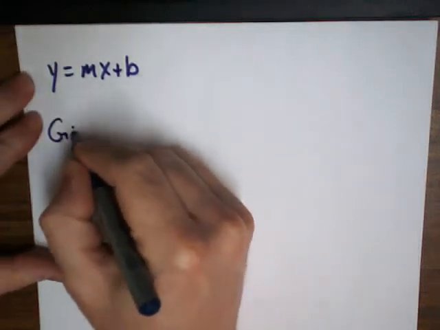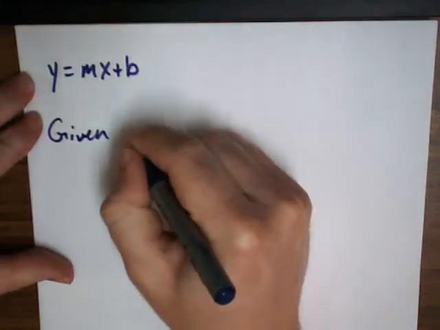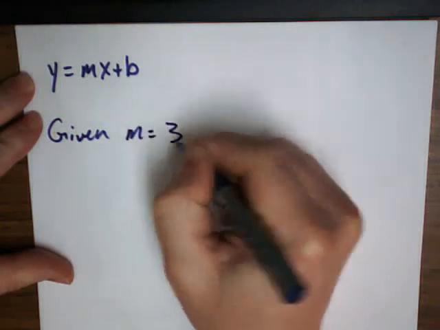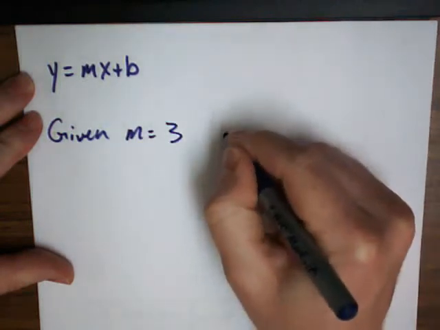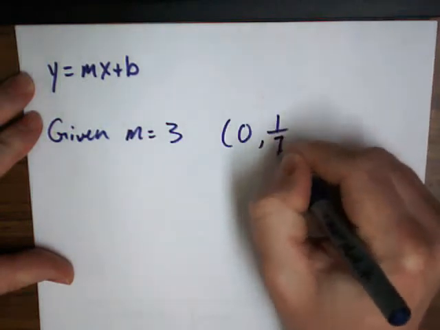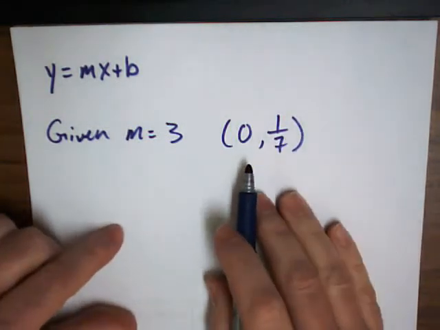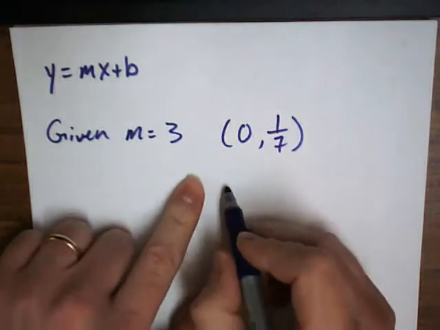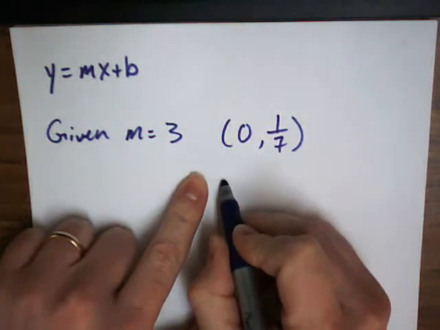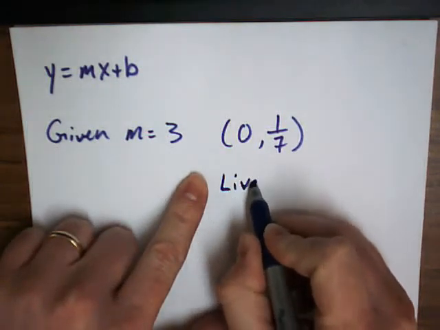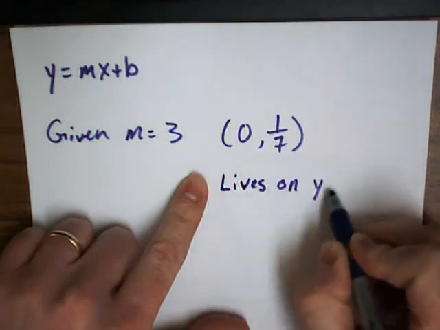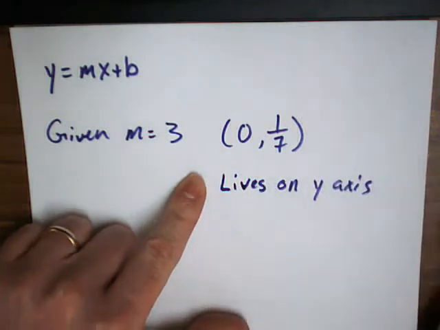So here's what's given: the slope is 3, and then they give you a point. But what do you know about (0, 1/7)? Where does that point live? So this lives on the x-axis, right, or the y-axis, which means it is the y-intercept.